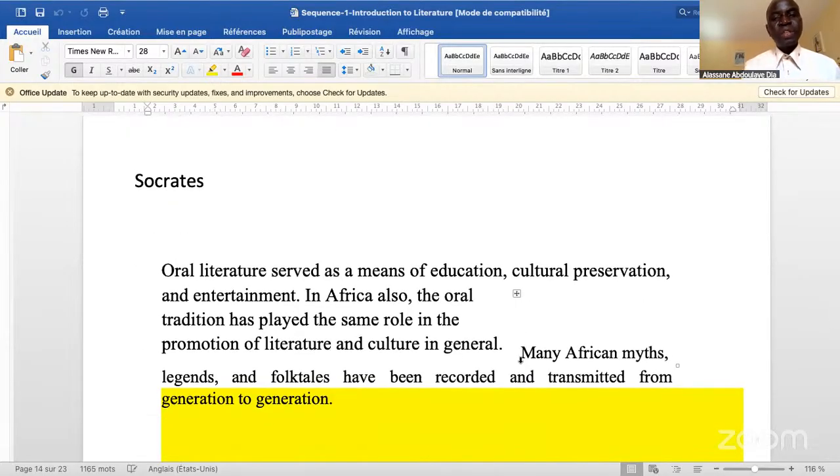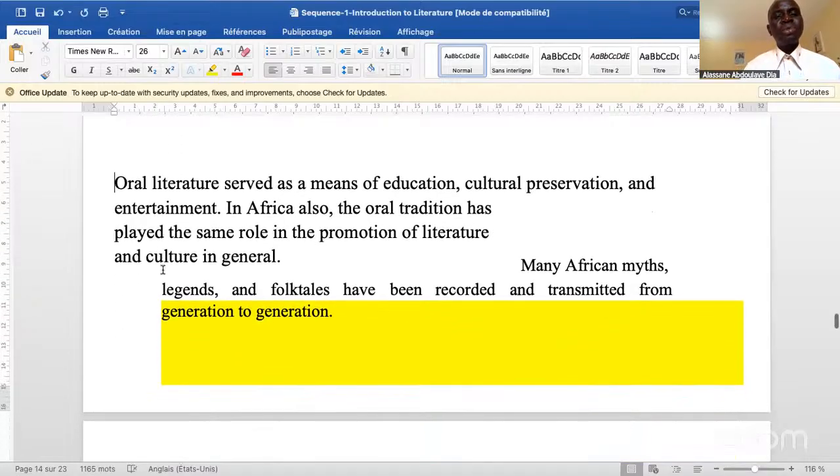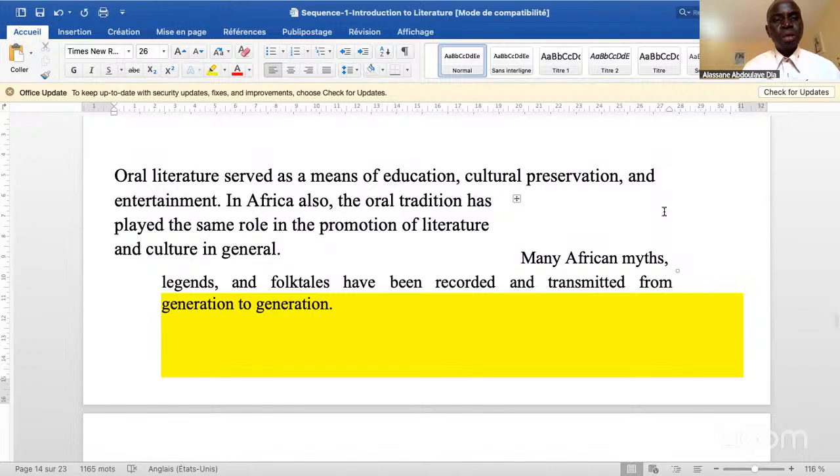In philosophy, you learned about Socrates. He did not write. It is his disciples who wrote a bit, and that's how it came. So what does this mean? Oral literature served as a means of education. La littérature orale était un moyen d'éducation. Yes, it was a way to preserve culture, cultural preservation.